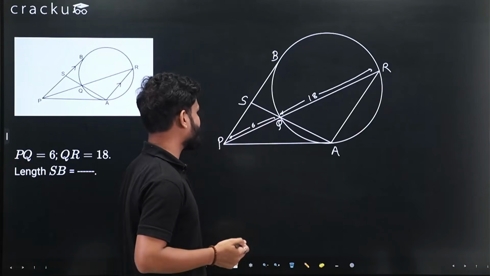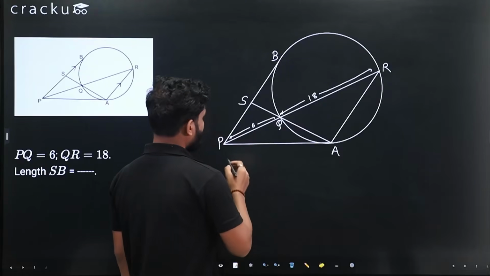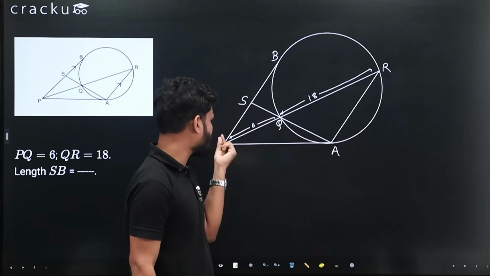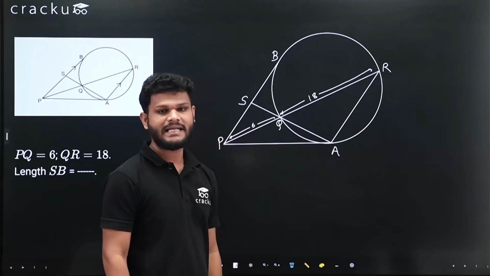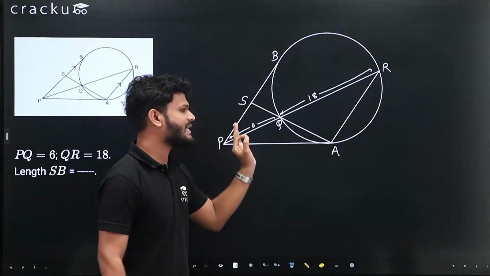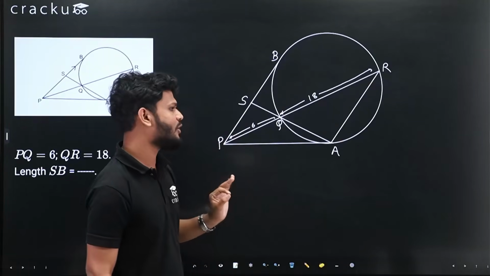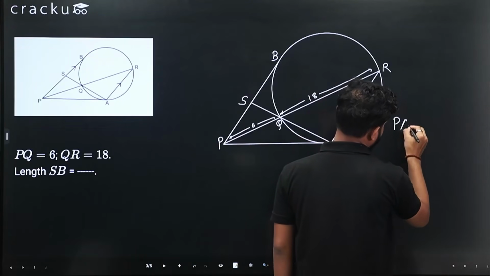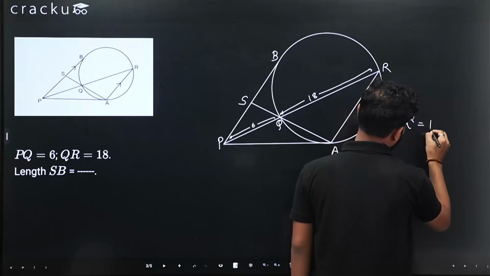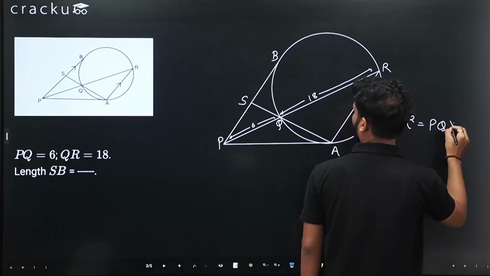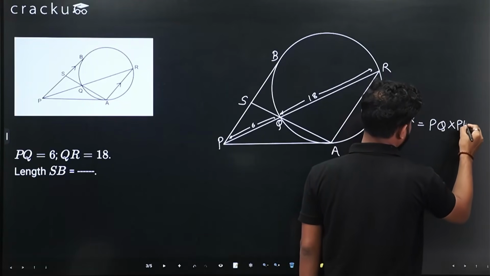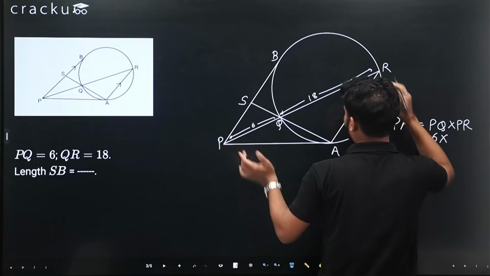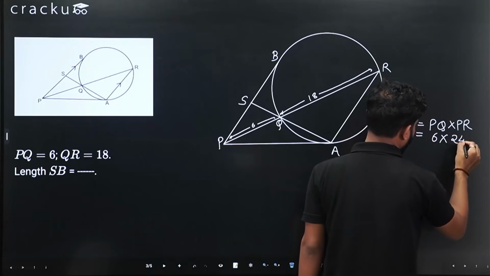Now, if you see here, PQR is a secant from P and PA is a tangent from P. So whenever a secant and tangent are drawn from the same point, you can use the tangent secant theorem. What does it say? It says PA square equal to PQ into PR. What is PQ? It is 6. PR is this complete one, which is 24.